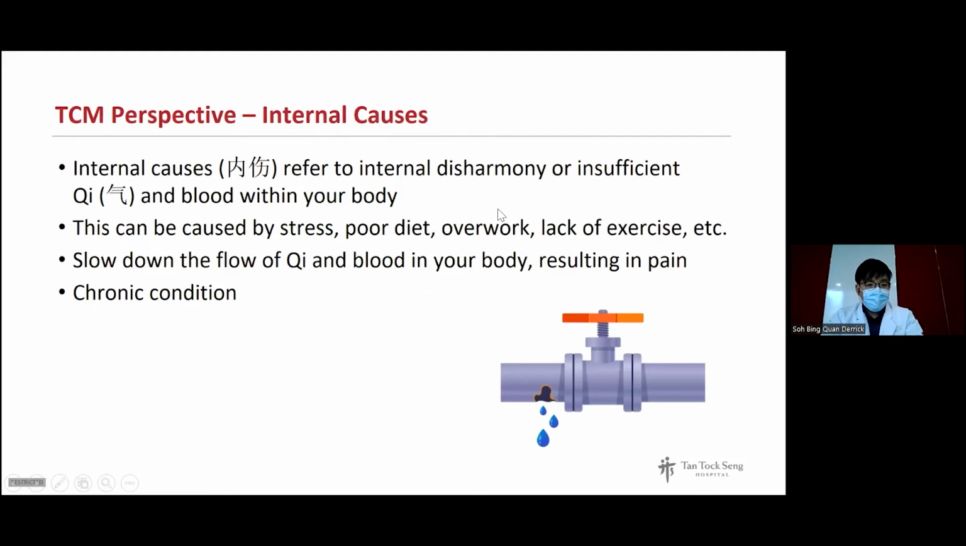Next one is internal causes. Internal causes refer to internal disharmony or insufficient qi in the body. So you go back to the pipe again. For example, if the pipe is leaking, you're leaking the qi, or the water, out from the pipe. So your qi goes lower and lower and lower, because there's some leakage. This can be caused by stress, poor diet, overwork, lack of exercise. Internal causes will slow down the flow of the qi and blood in your body, resulting in pain. This usually is for chronic conditions where the pain has lasted for many months or many years.